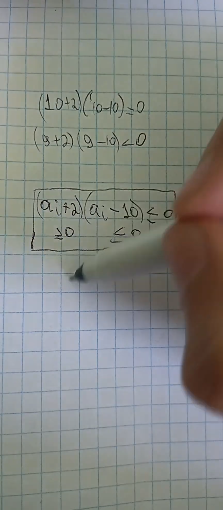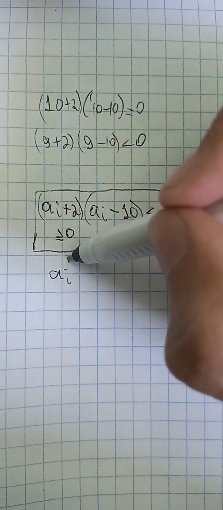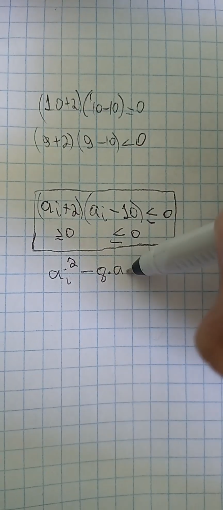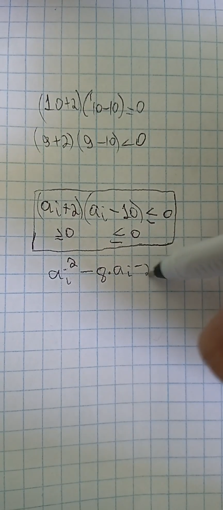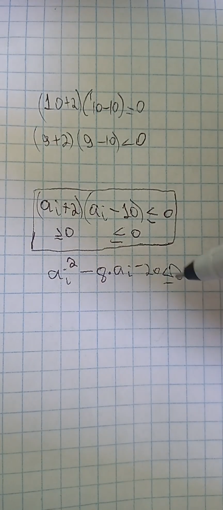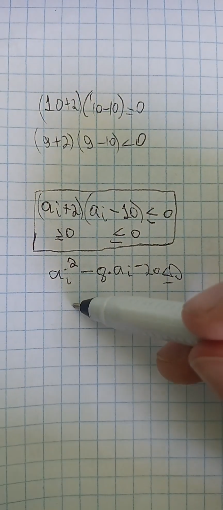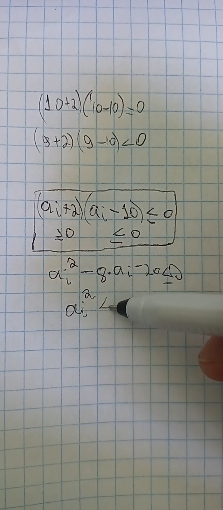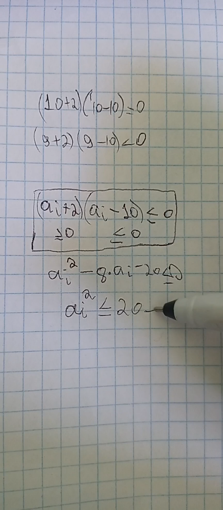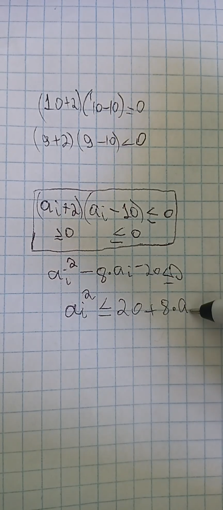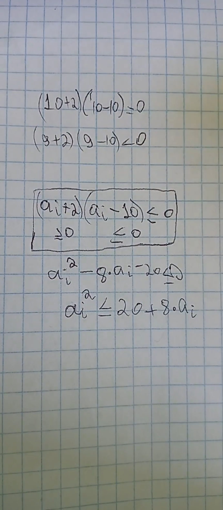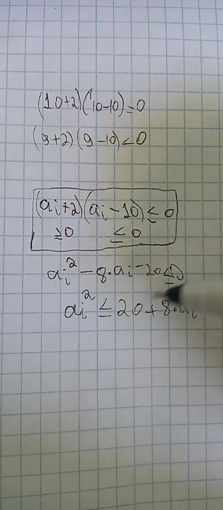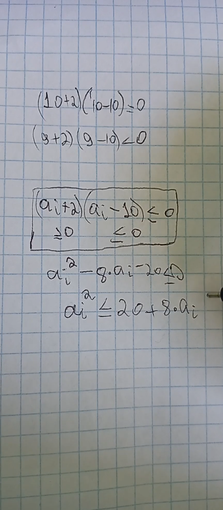Now let's factor this. a sub i squared minus 8 times a sub i minus 20 is less than or equal to 0. So we conclude that if we take a number and square it, it will be less than or equal to 20 plus 8 times a sub i. So this is true for all numbers from a sub 1 to a sub 101.